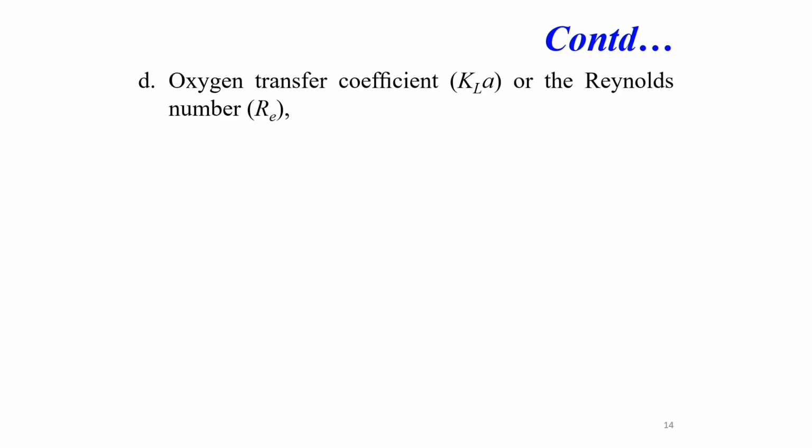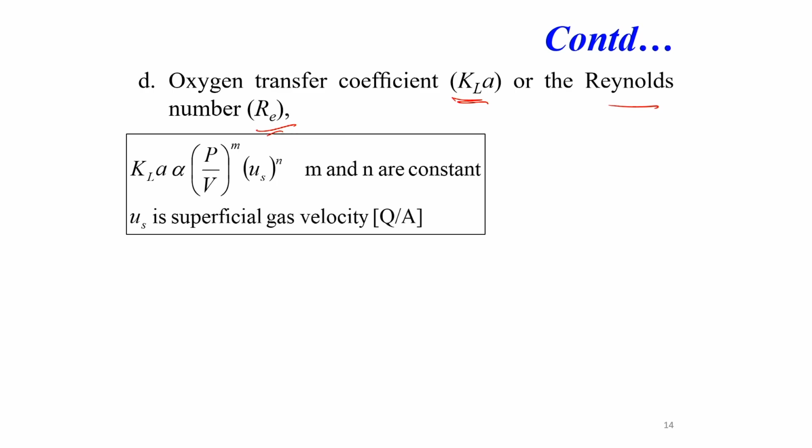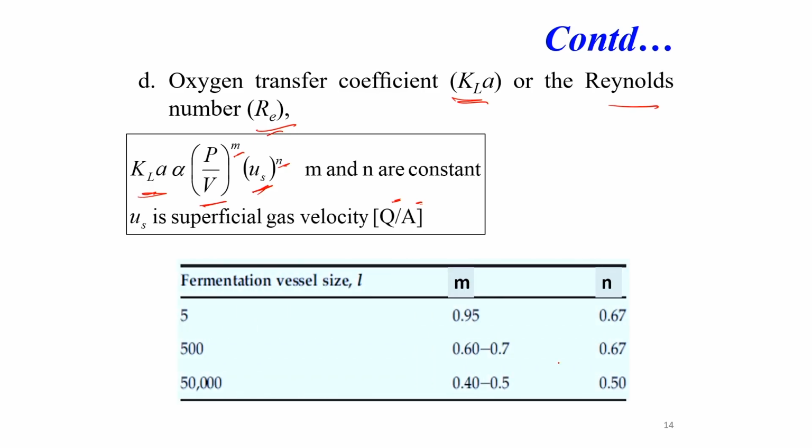The next criterion is oxygen transfer coefficient KLa as constant, or constant Reynolds number. If you remember, we discussed that KLa can be determined experimentally as well as from different empirical correlations. KLa is proportional to power per unit volume to the power of a constant m, into superficial velocity to the power of another constant n. Here u is the superficial velocity, which can be calculated as flow rate upon area, and the values of m and n are dependent on the size of the fermenter.